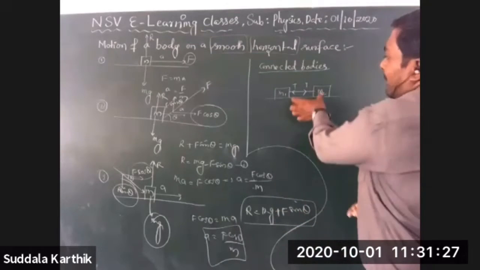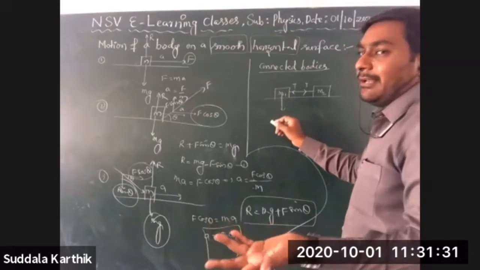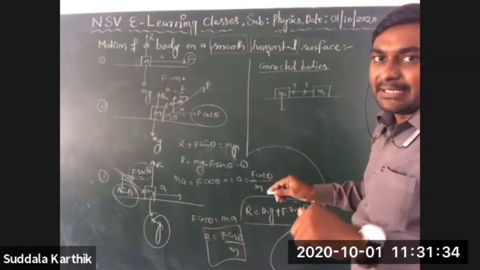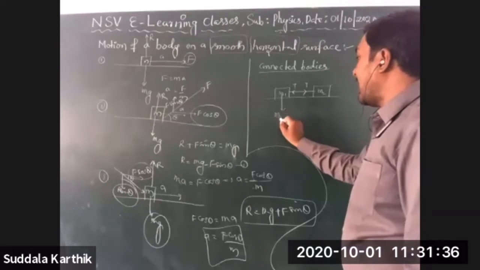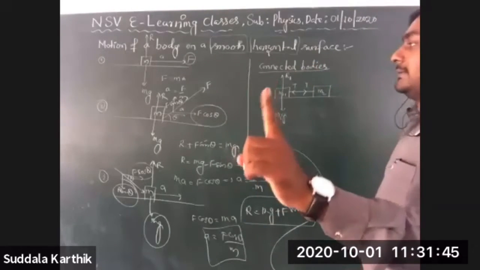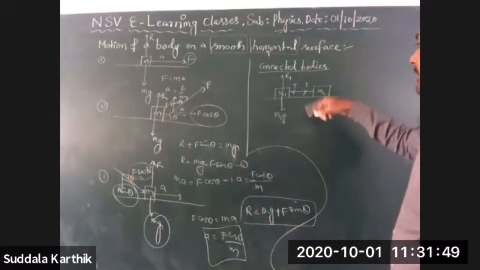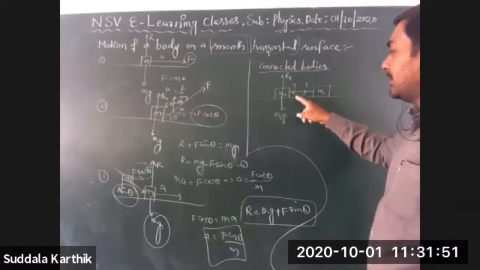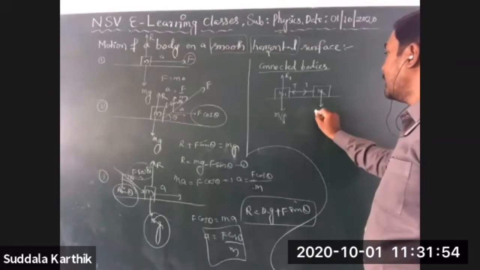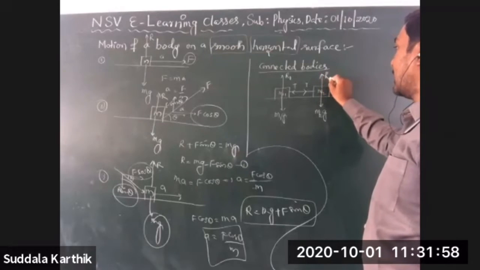So the tension developed in the string is T. You already know very well what happens if one body is there: m1g is the weight of that body, balanced by the normal reaction, which I am taking as R1, because I have taken R for a single body, but there are more than one body. There are two different bodies. That's why m2g, and this is R2.